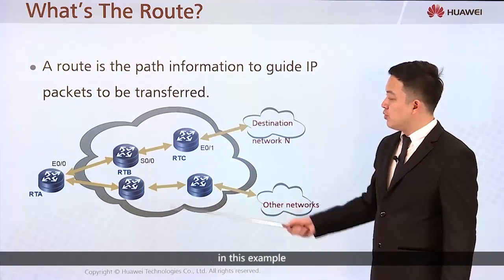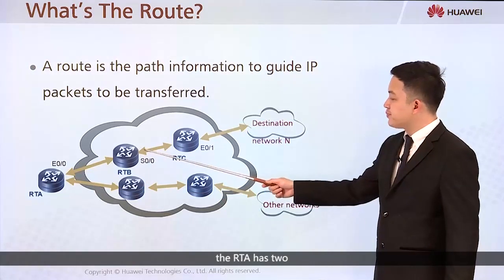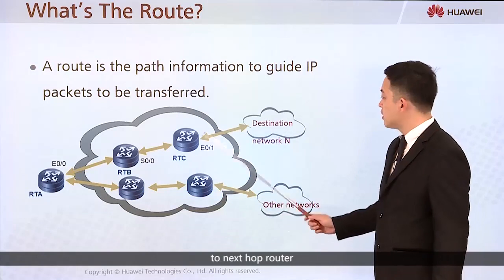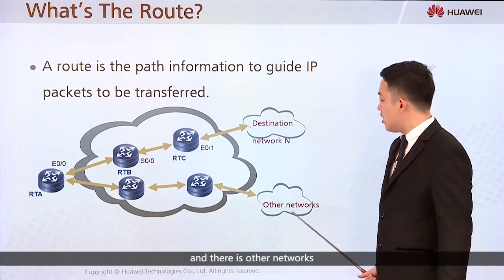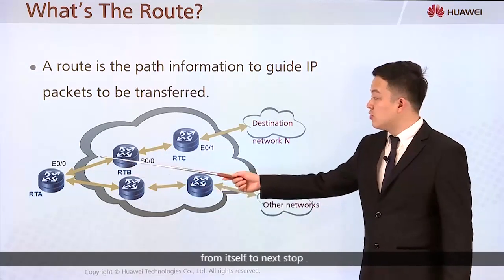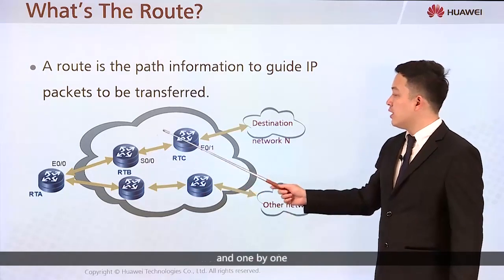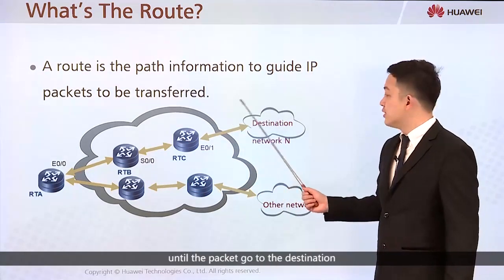In this example, RTA has two next hop routers, and here is the destination network, and there are other networks. It can forward the packet from itself to the next hop, and so on, one by one, until the packet gets to the destination.